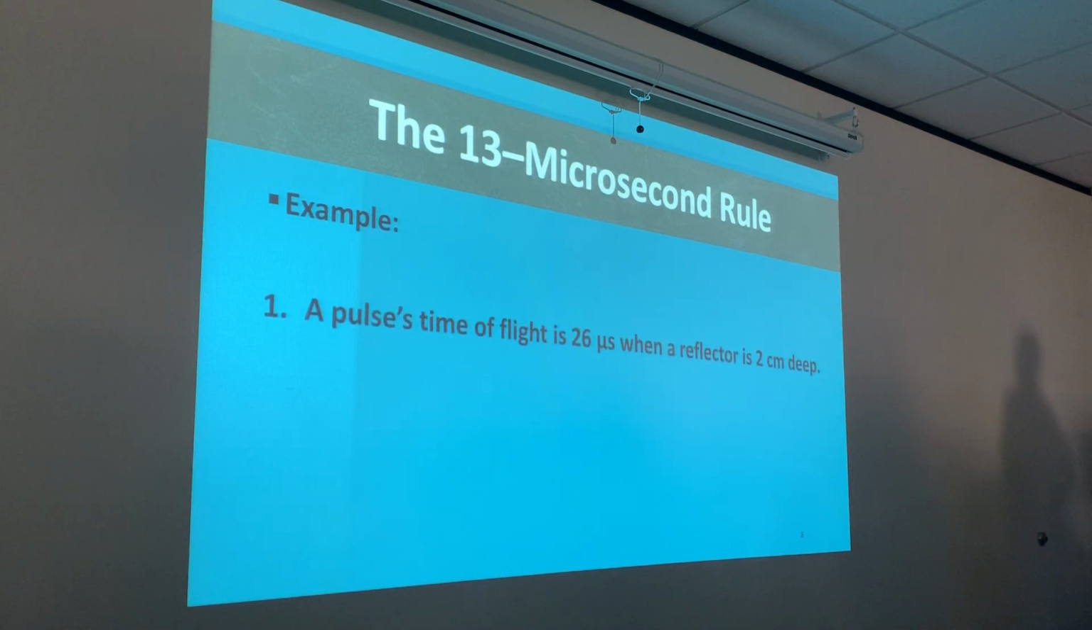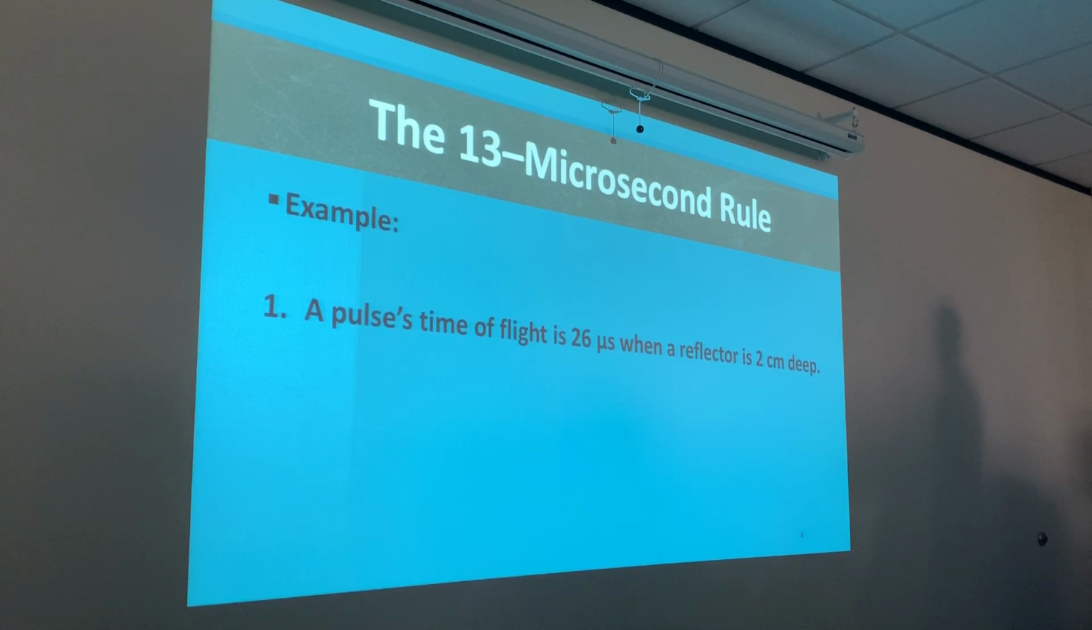So, here goes our example right here, guys. A pulse's time of flight is 26 microseconds when a reflector is 2 centimeters deep. Of course, right? Because every 13 microseconds, sound is only traveling 1 centimeter. So, of course, it's going to be 26. So, no matter what, you can just keep adding those numbers.